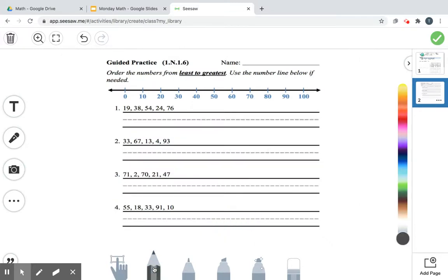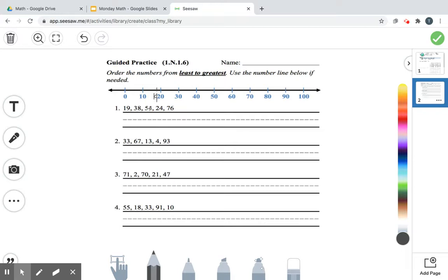Awesome. All right. So we have the numbers 19, 38, 54, 24, 76. I'm going to do this first row for you, and then I want you to do 2, 3, and 4. And this is page 42 in your workbook. So 19. If we were going to put 19 on the hundreds chart, or on the number line, it would be just before 20. It would be right there. So I'm going to go ahead and put it.